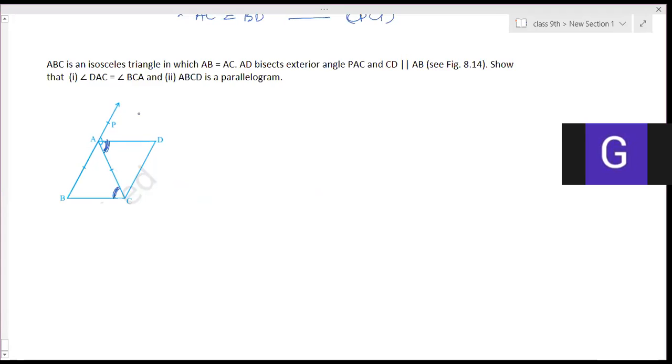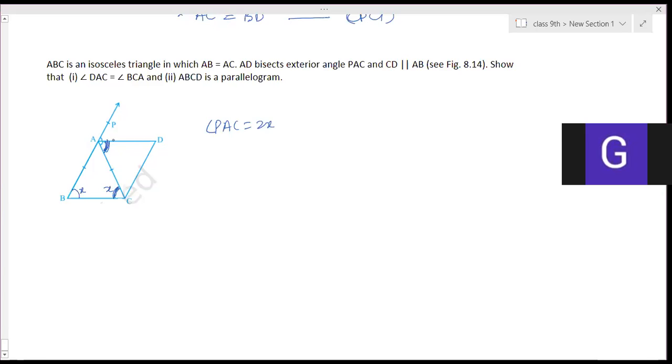Congruency between two triangles. Ma'am, isn't it already proved? No. AD and BC are not given parallel. Congruency won't work here. Angle ABC is equal to angle ACB, isosceles triangle property. Let it be x. The exterior angle will be x plus x, it is 2x, and so half of it is x. So angle PAC.